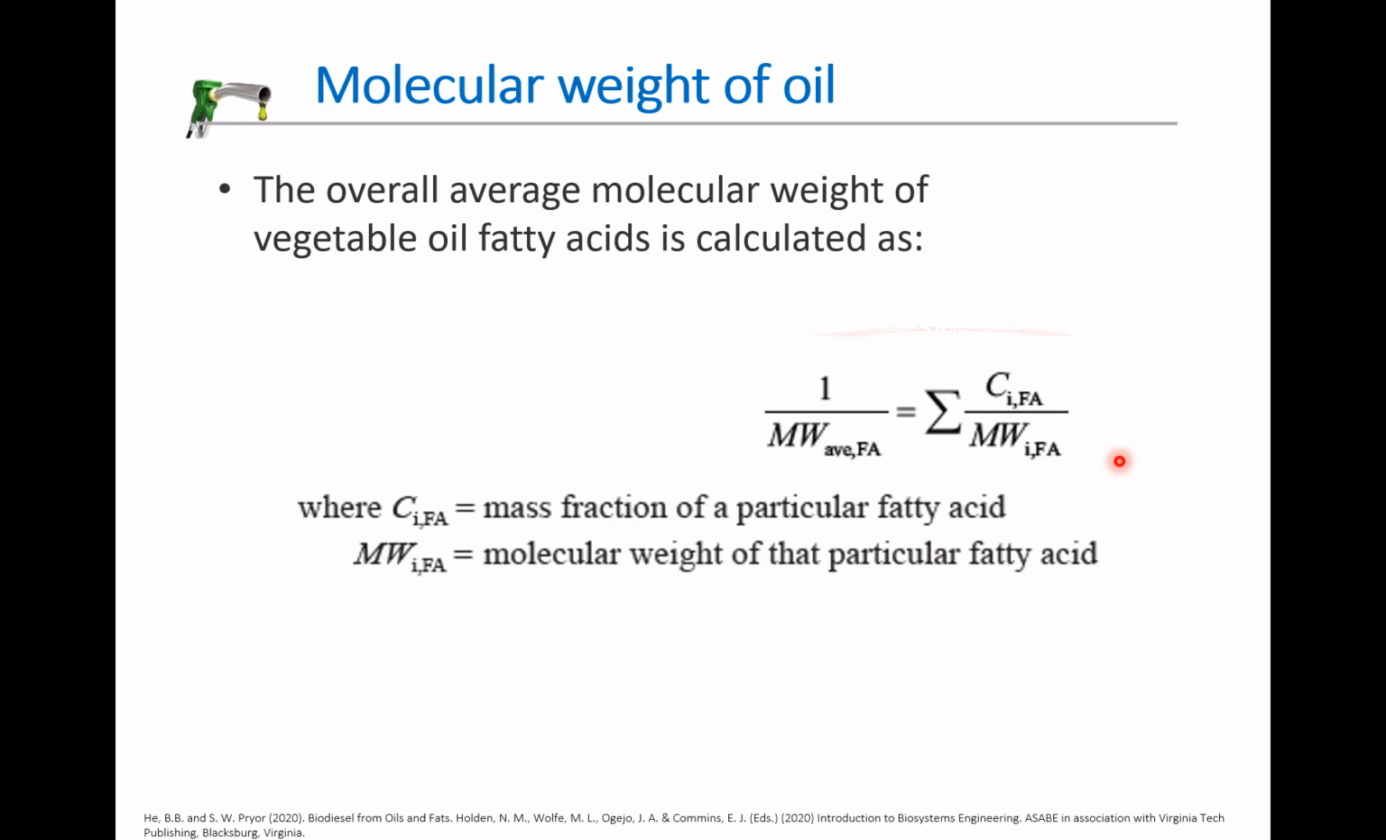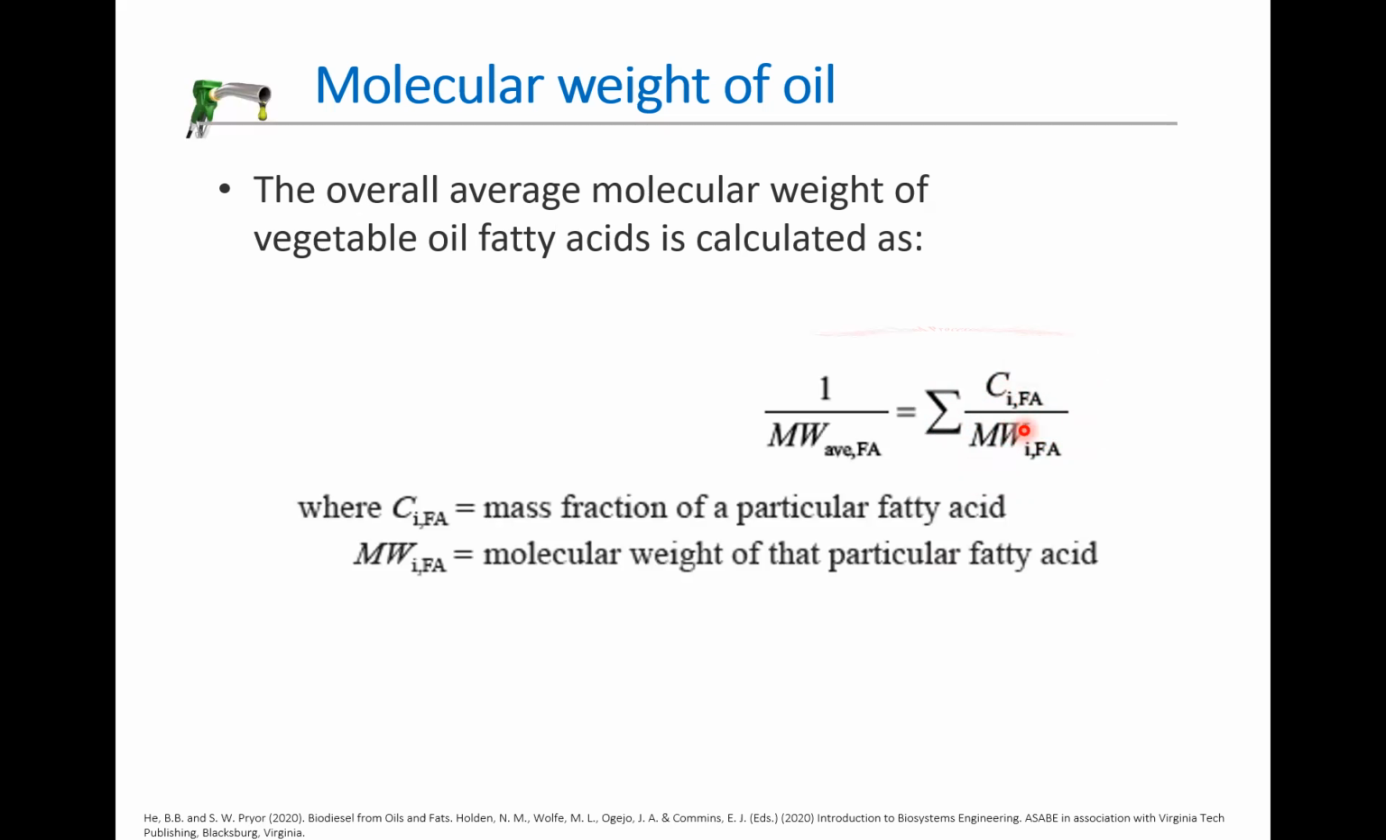In other words, the reciprocal of the average molecular weight of the fatty acids of the whole oil equals the summation of the mass fraction of particular fatty acids in the oil. If we have linoleic or other fatty acids in the oil, we have to have the mass fraction of it divided by the molecular weight of that particular fatty acid. And if we have other fatty acids, the same thing. So basically, we repeat this ratio, say if we have 5 or 6 or more.